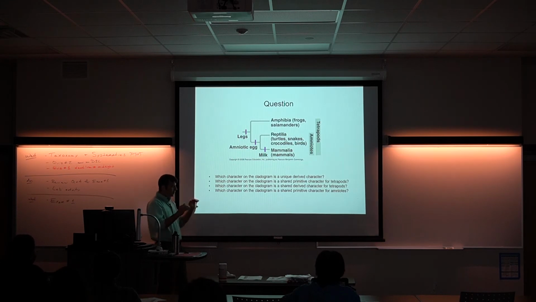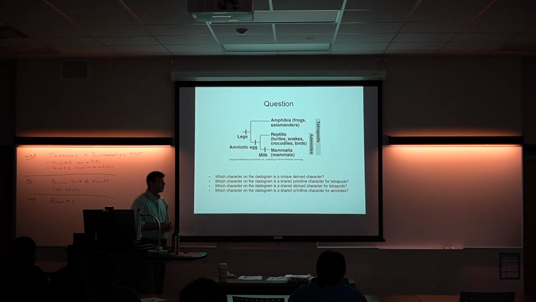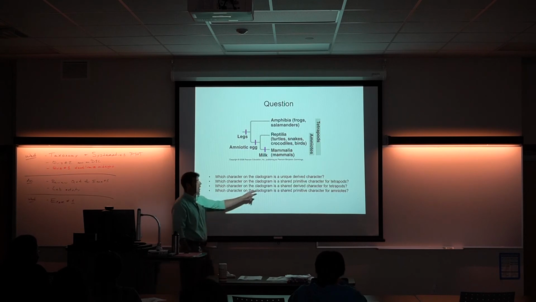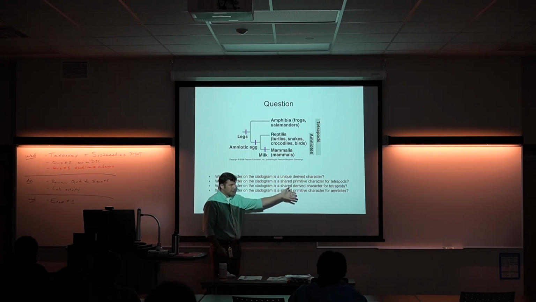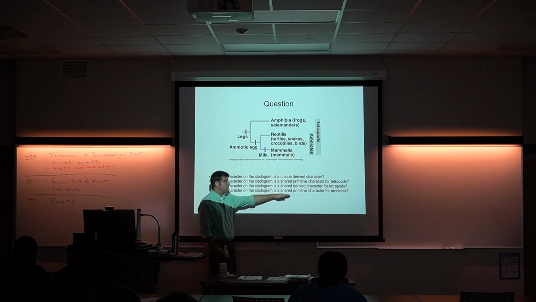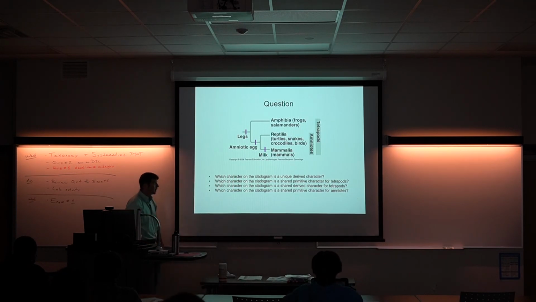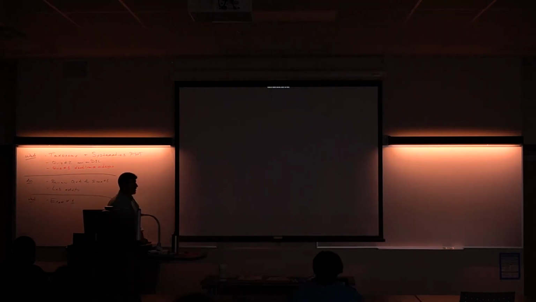But now let's change perspectives. This last question wants us to change perspectives and look at the amniotes. So forgetting about the tetrapods and just looking at the amniote clade, which one of those characteristics is shared primitive for amniotes? The egg, the same egg that we just said was shared derived when we're looking at tetrapod perspective, is now shared primitive when we're looking at the amniote perspective. Don't let that confuse you. You may see some questions like that on the quiz or the exam. But that's the last of the slides.